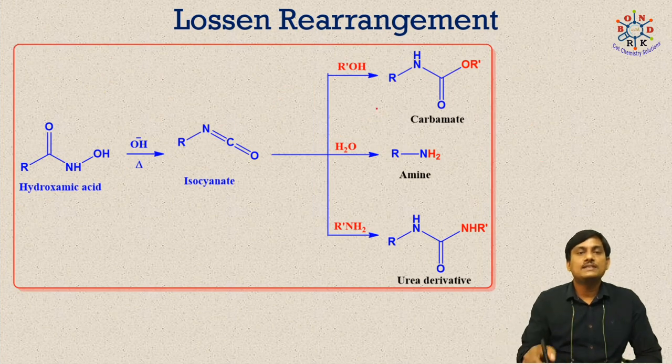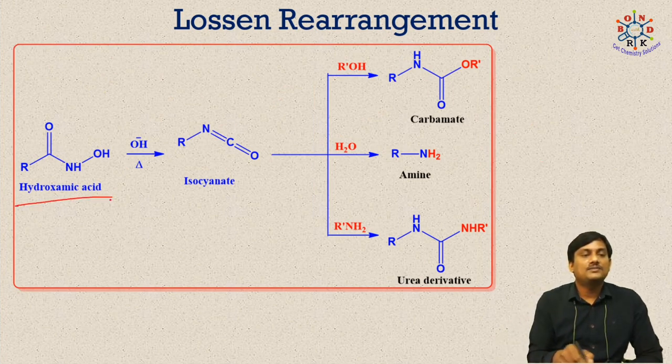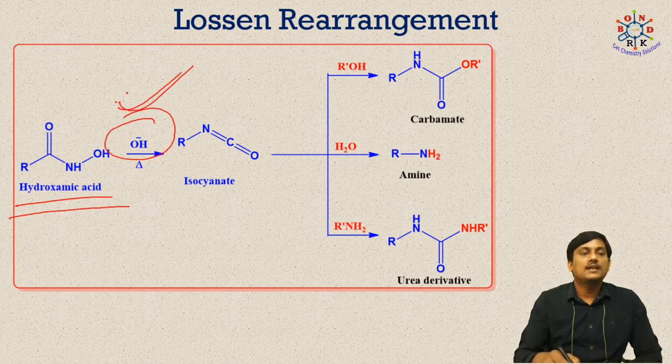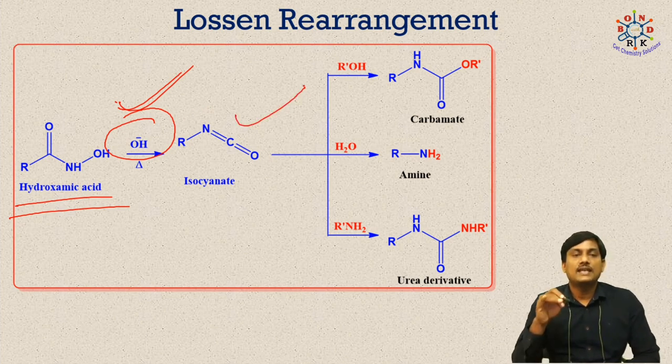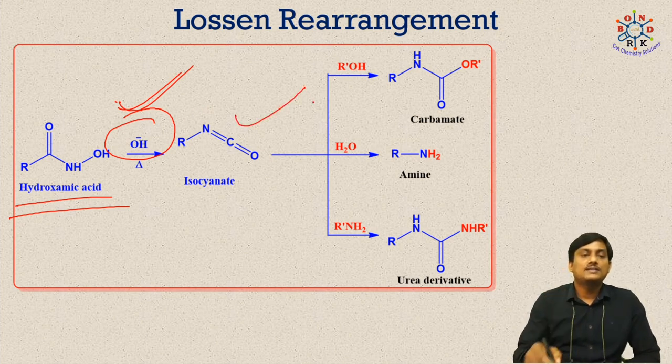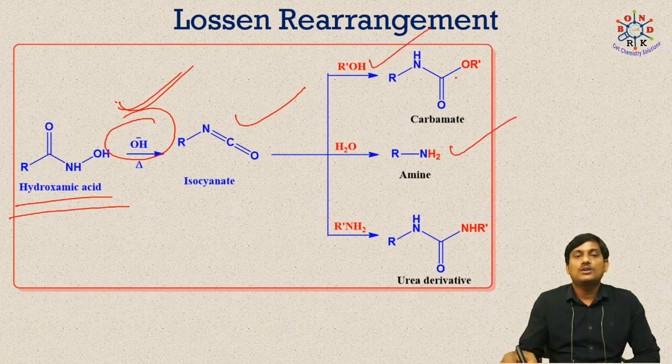In the case of Lossen rearrangement, we have to take hydroxamic acid. When you treat hydroxamic acid with OH minus, the condition is basic. When you heat, you will get isocyanate. And this isocyanate can be treated with different nucleophiles, and you will get different products. With H2O, you will get amine, with alcohol you will get carbamate, and with primary amines, you will get urea derivatives.